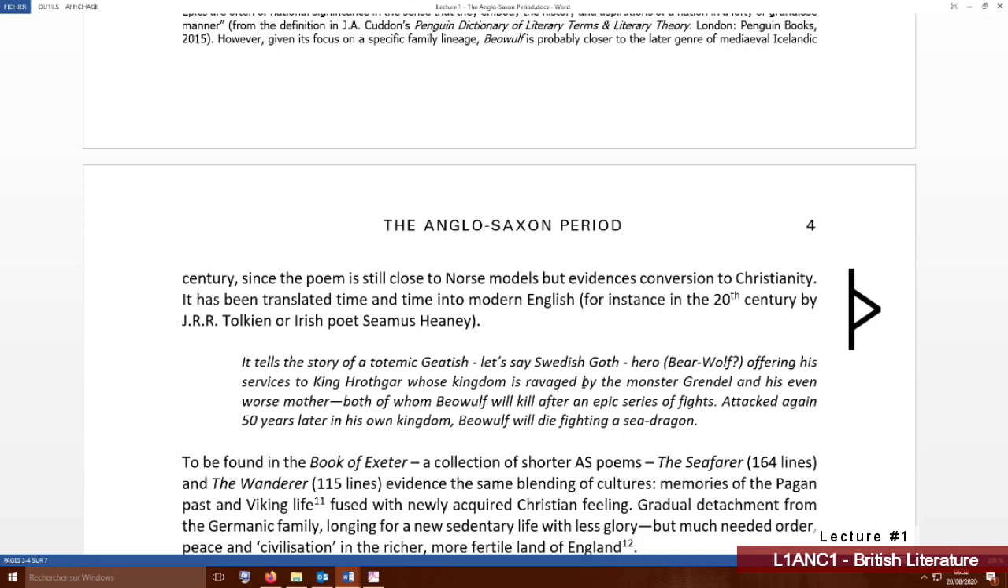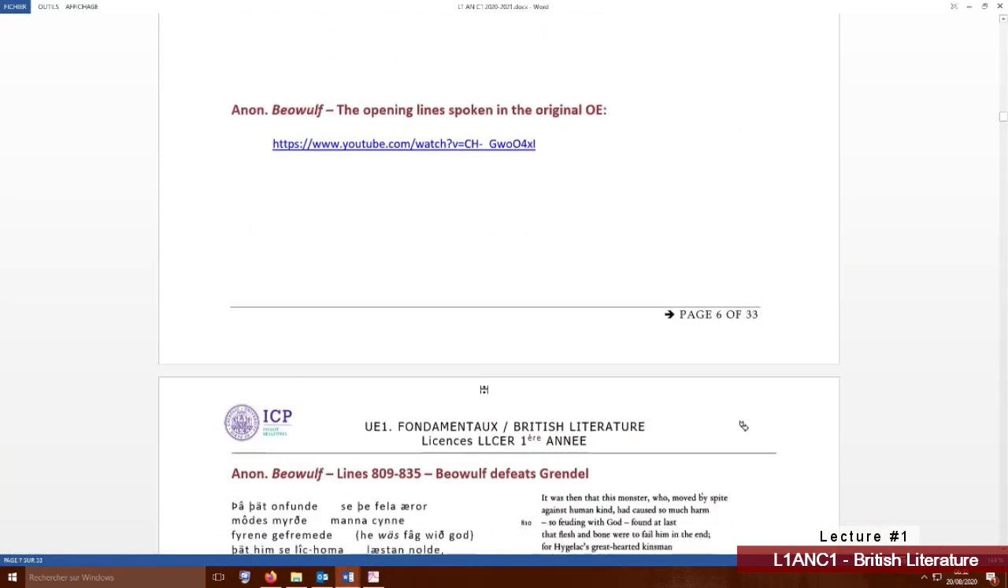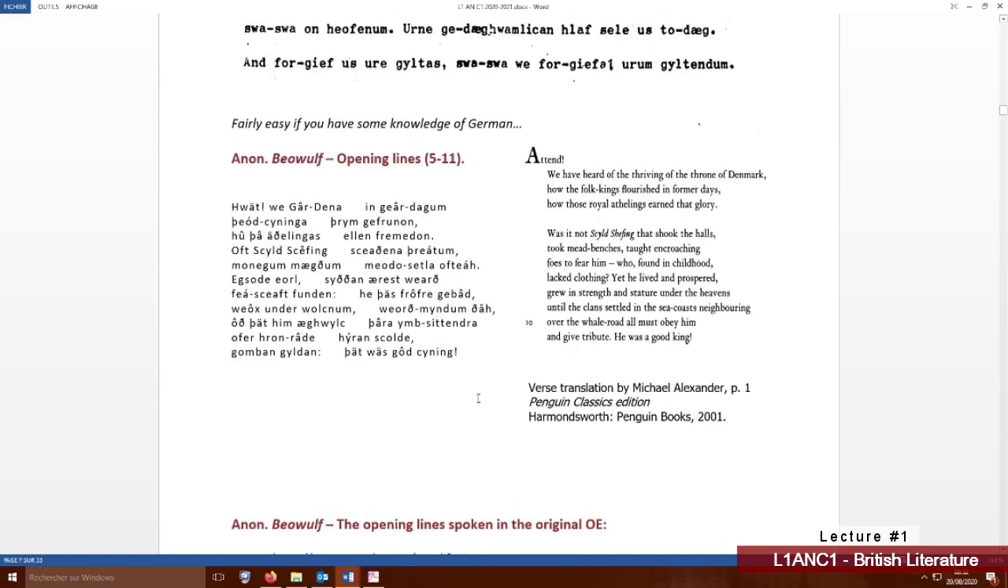Right. What does it look like? Well, again, I have provided text excerpts. Let's see. These are the opening lines. Attend, we have heard of the thriving of the throne of Denmark, how the folk kings flourished in former days, how those royal athelings earned that glory. Athelings were sort of royal princes.